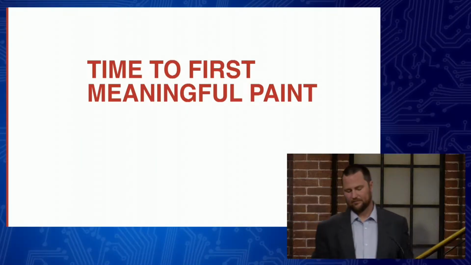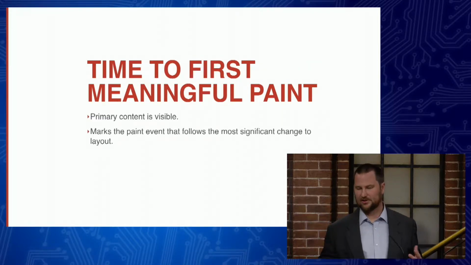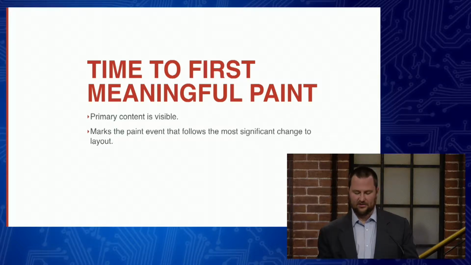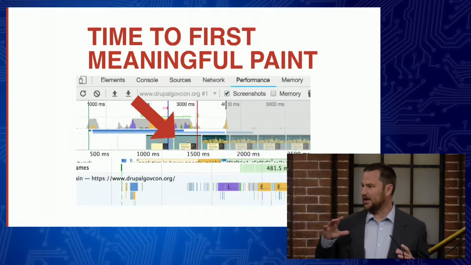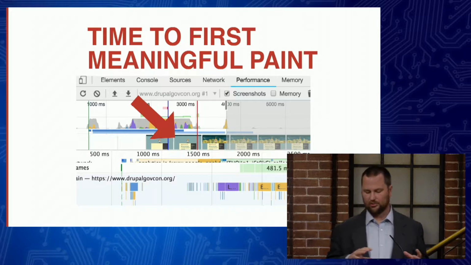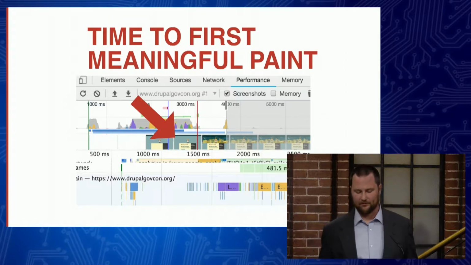And the next metric is time to first meaningful paint, and that's when your primary content is actually visible. It marks the paint event that follows the most significant change to the layout, which is kind of ambiguous. So when you're doing a performance profile, you can select an option to capture screenshots, and that will show you what the website looks like at any given point in your performance profile.